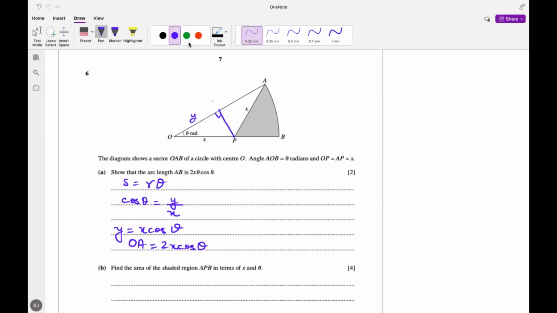Now putting it back into the formula, S equals R theta, R is 2x cos theta multiplied by theta. So this was the expression they wanted us to prove. So we have 2x theta cos theta.